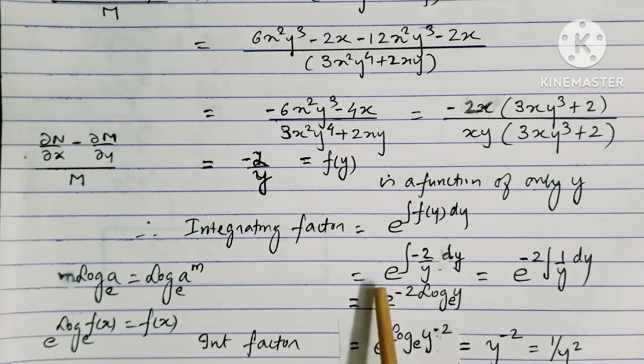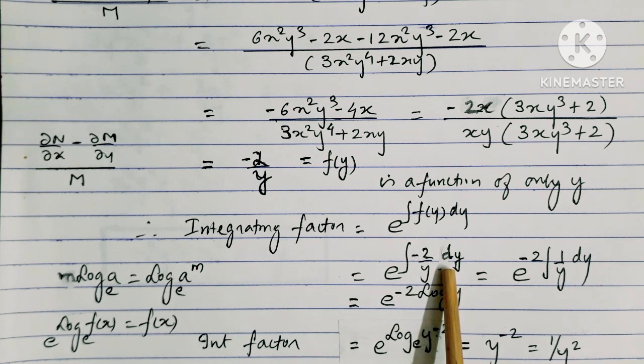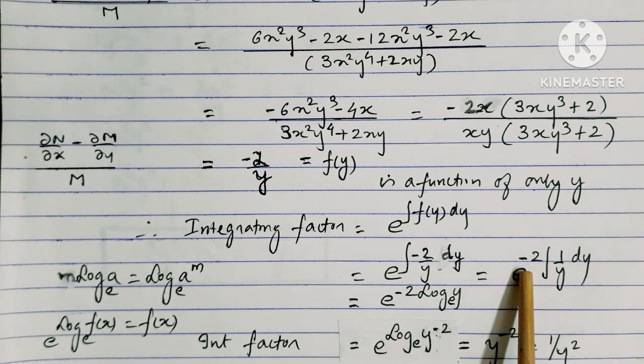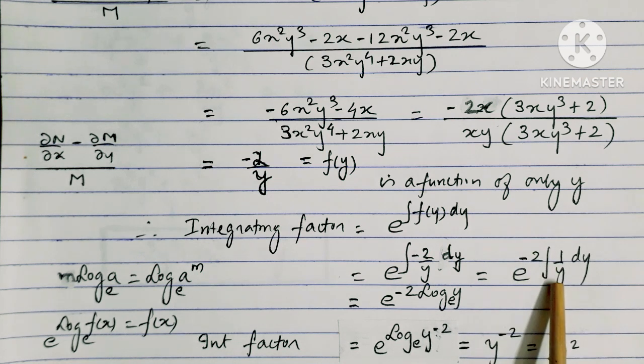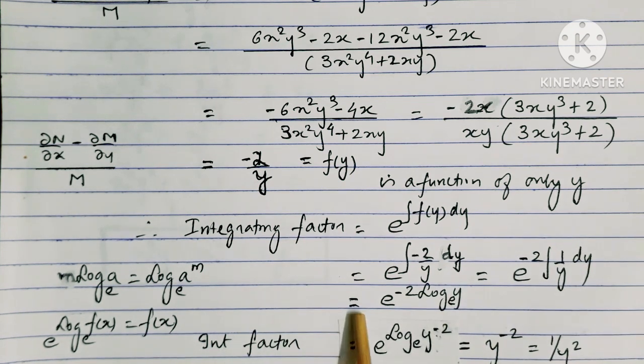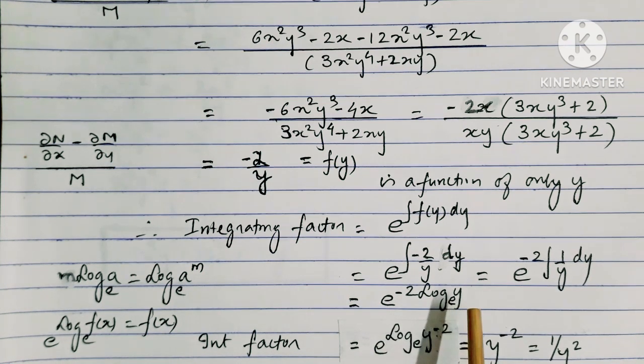Therefore the integrating factor will be equal to e raised to integral minus 2 by y dy. Now minus 2 being a constant, we can pull it outside the integral sign. So the integrating factor would be equal to e raised to minus 2 integral 1 upon y dy. Now integral 1 upon y dy is equal to log y to the base e. Therefore the integrating factor would be e raised to minus 2 log y to the base e.